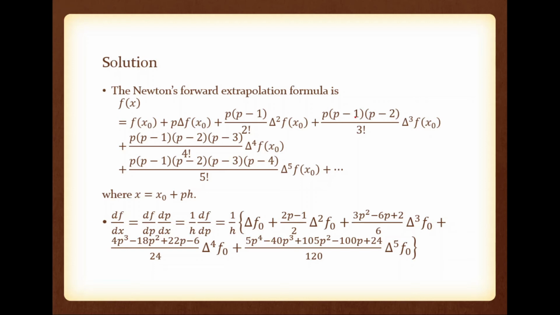pq minus 3p square plus 2p. So what is its derivative? Its derivative is 3p square minus 6p plus 2, divided by 3 factorial, that is 6, into delta cube f0. So up to this we can easily find. Now this term, what is this one?